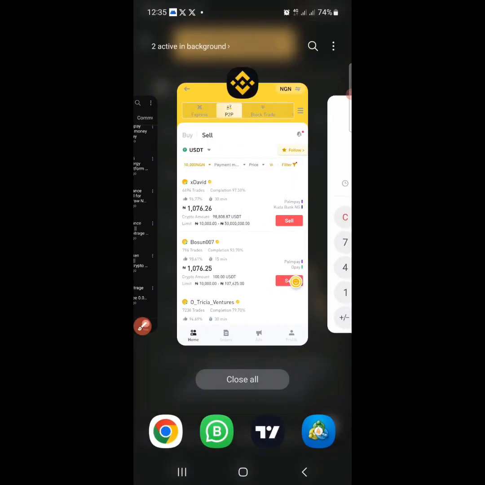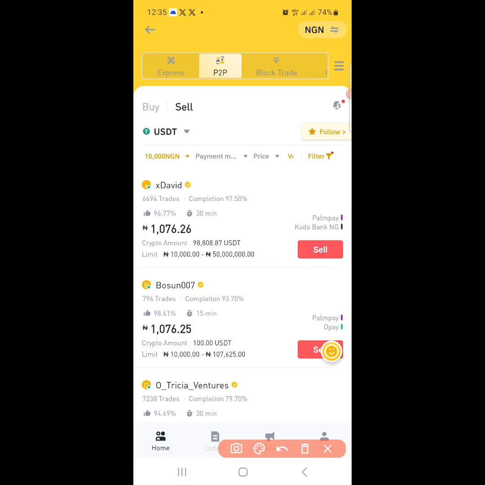Okay, so I'll just be going back. While performing the transaction, you have to make sure that you're not at the losing end. Okay, so you have to make profits. That's the reason why we're performing crypto arbitrage. This is the rate for 10,000 naira and above.